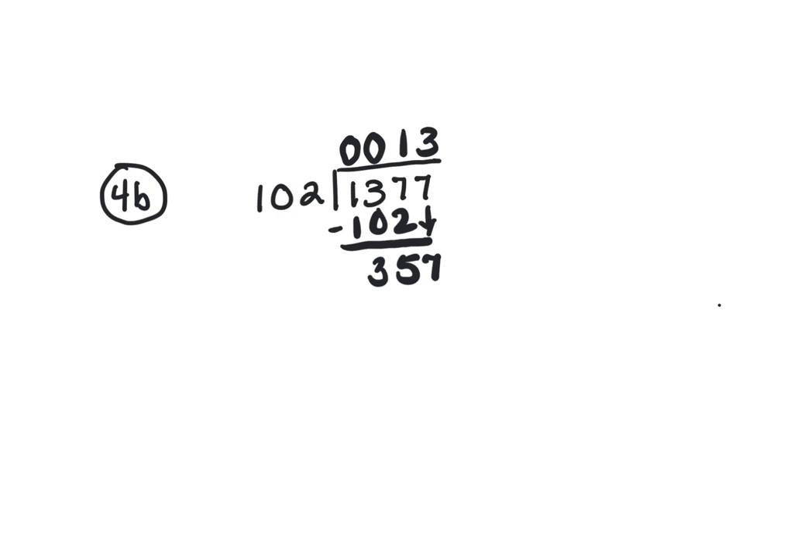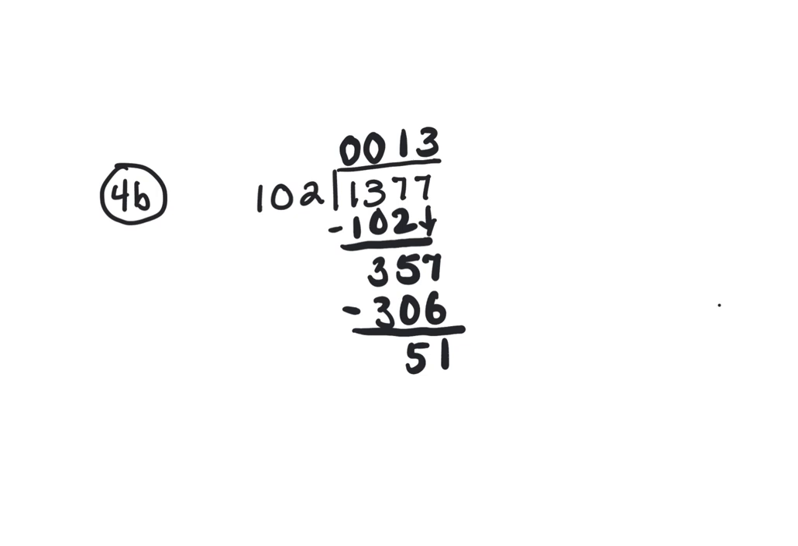3 times 102 is 306, and I'm sure you could figure that out if you were given the right amount of time. So I'm just kind of going through this quickly. I subtract. 7 minus 6 is 1. We've got 5. I cannot take another group of 102 out of 51, so that means it passes the check, and I'm ready to bring down.